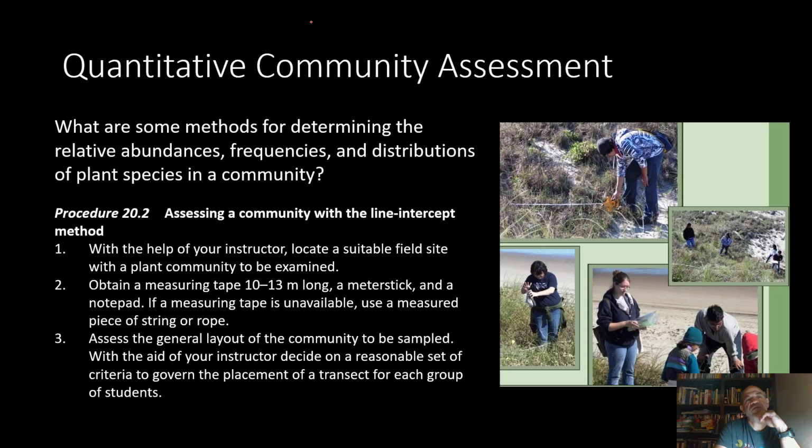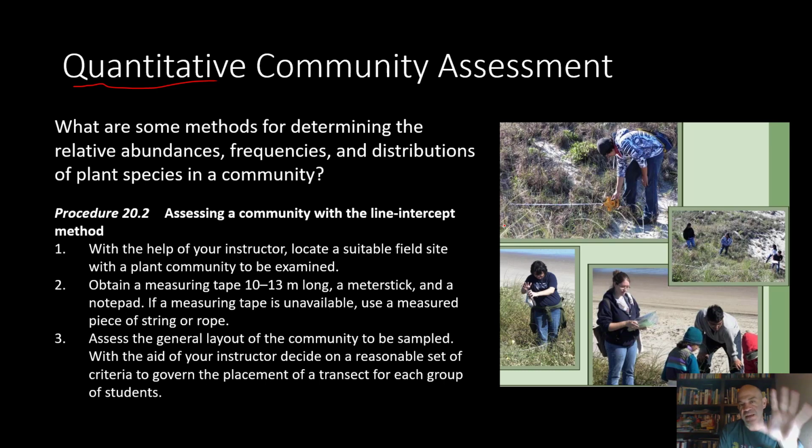Now the next thing to do is a quantitative community assessment, where you go out and you use a line, a measuring tape, 10 to 30 meter measuring tape, like you see these students here. And you go out and you actually make some measurements on 3 different quantities. One is how frequently you see each plant species. There's going to be several plant species there. Then how many individuals of each species you see. That's a different thing. And then one is how much each species covers or touches that measuring tape. How many meters does it cover?